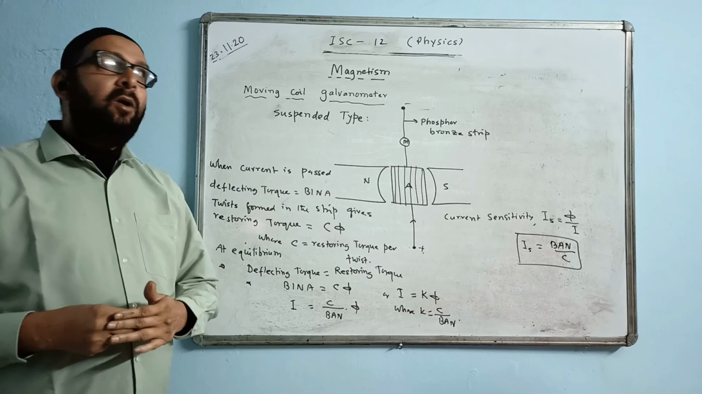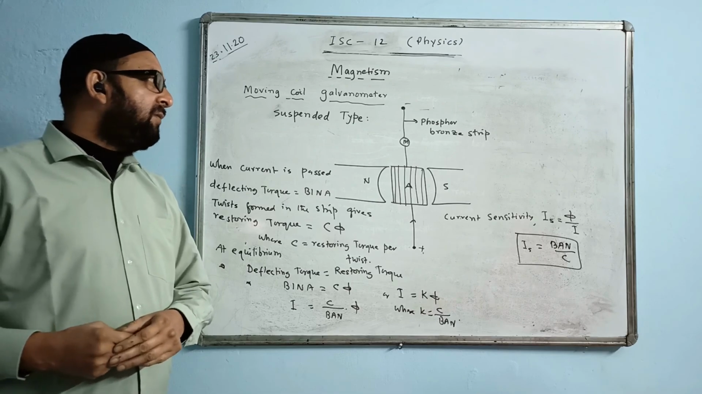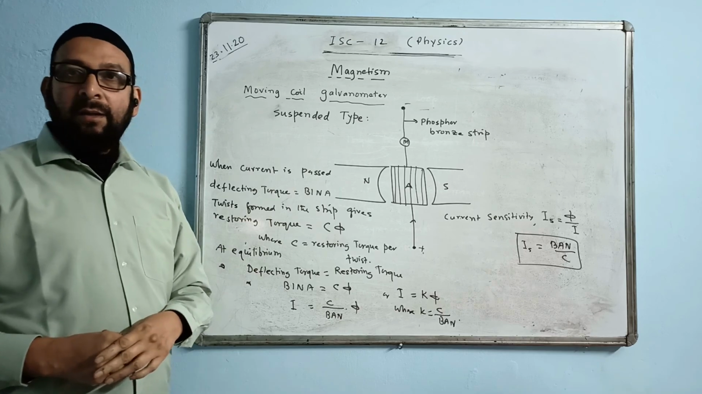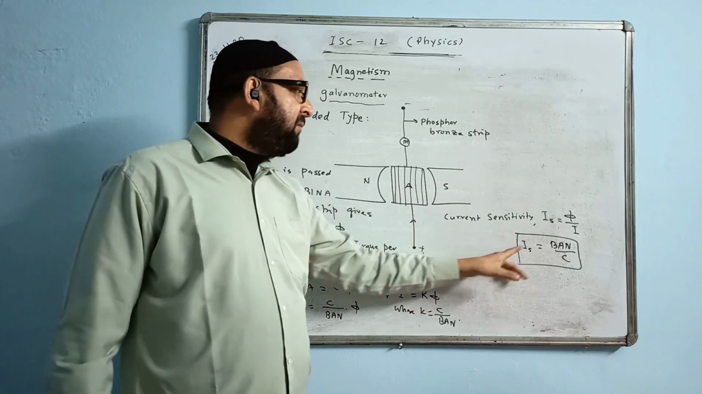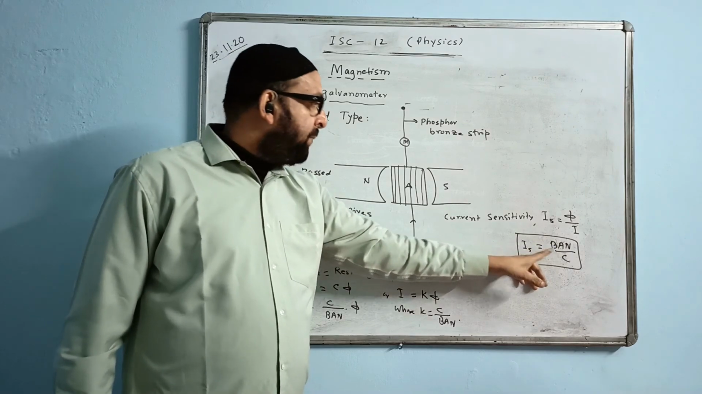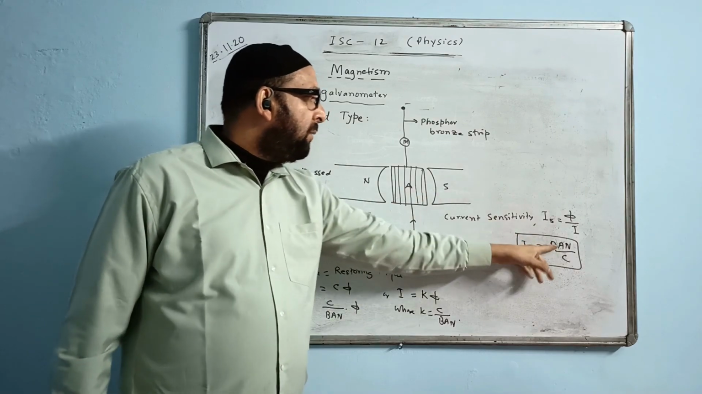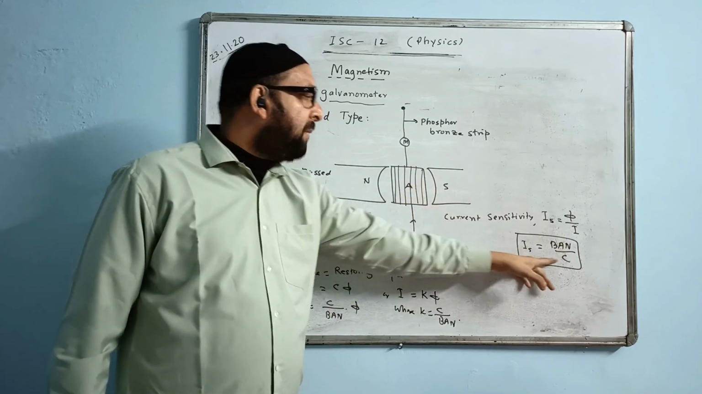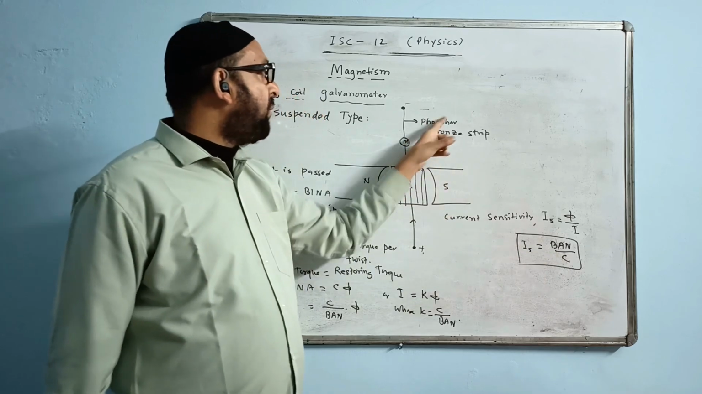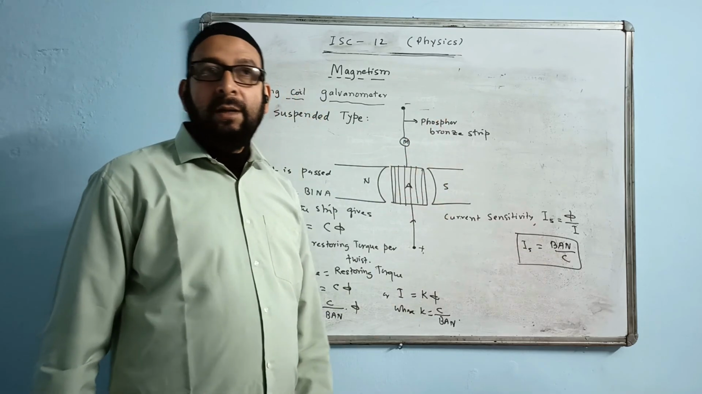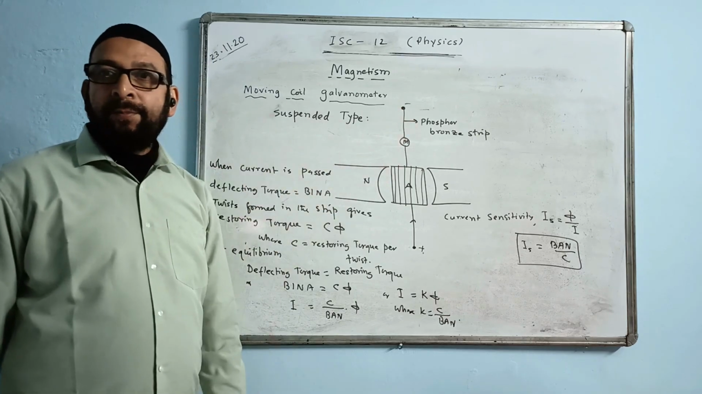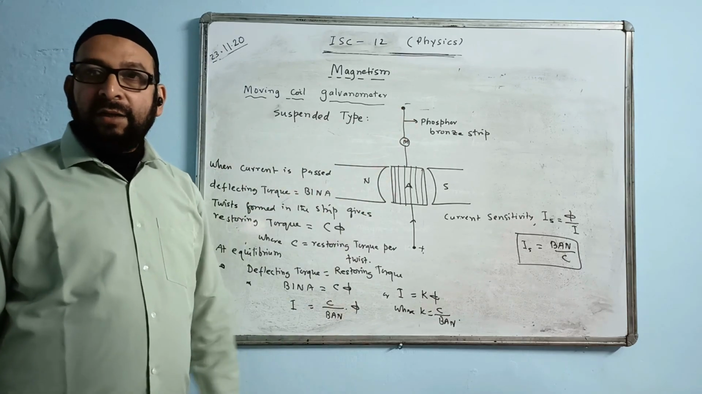Very often the question comes: how can we increase the sensitivity of a moving coil suspended type galvanometer? How can we increase it? We can increase the current sensitivity by these factors: by increasing the value of B, by increasing the area of the coil, by increasing the number of turns, but by decreasing the value of C. How can we decrease the value of C? We have to use a phosphor-bronze strip. It means the C value will be less because this is frictionless. It will be highly sensitive.